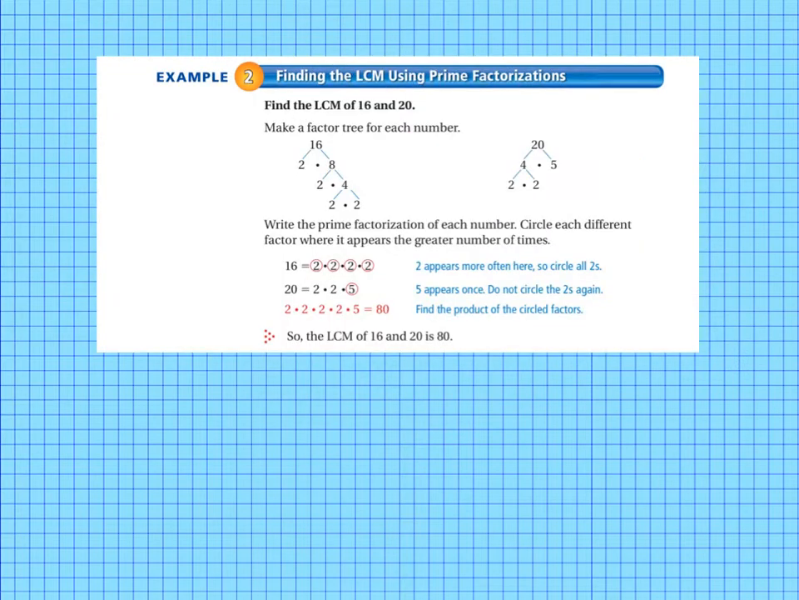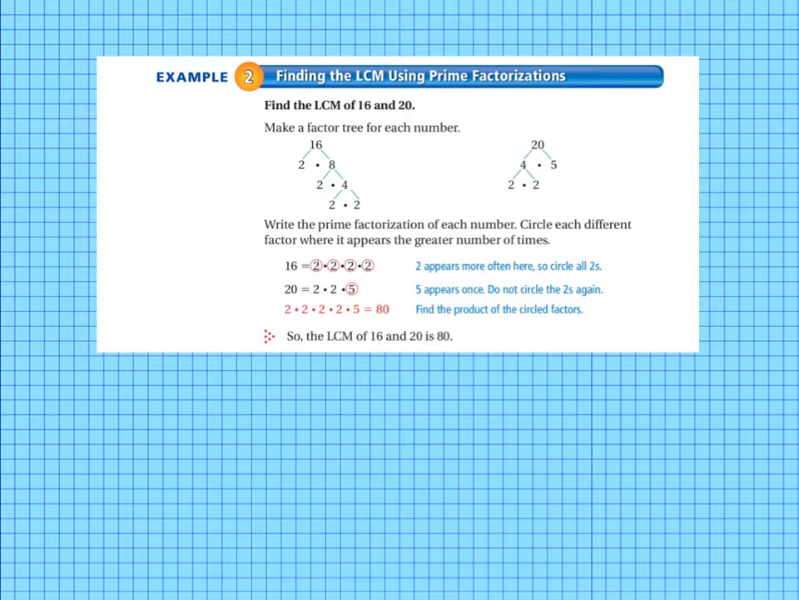Another way to find the least common multiple is to use prime factorizations. So sometimes you are asked to find the greatest common factor and the least common multiple of two numbers. So if you use prime factorizations, then it makes it really easy because you've done all of your work for both the greatest common factor and the least common multiple. You just have to know what to do with it. So we're going to go into how to find the least common multiple of 16 and 20.